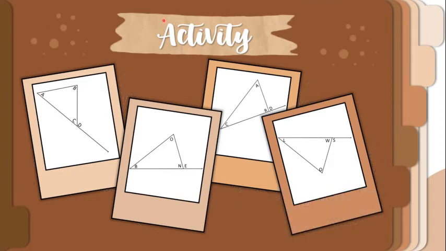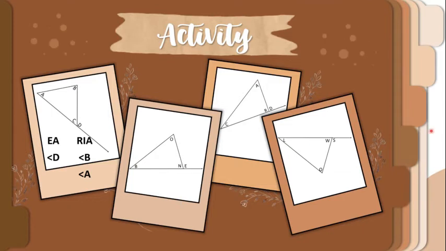Let's now answer the activity. Let's begin with picture number 1, in identifying the exterior angle and the remote interior angles. In picture number 1, the exterior angle is angle D, and the remote interior angles are angles B and A.